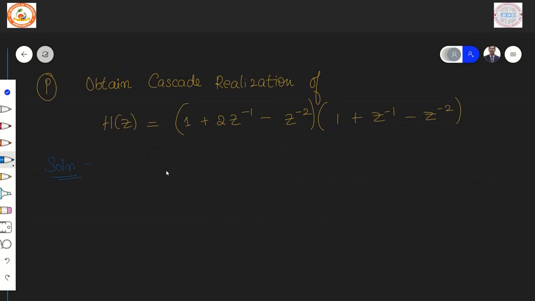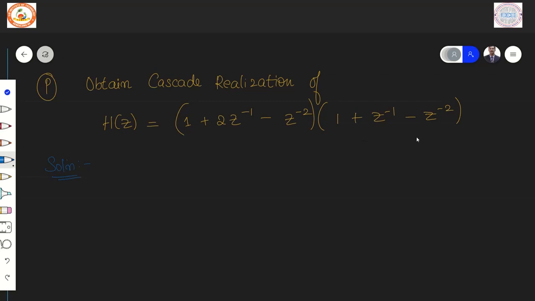Let us discuss the cascade realization of an FIR filter. Given an FIR filter with system function H(z), we are asked to obtain the cascade realization of H(z) equals (1 plus 2z^-1 minus z^-2) into (1 plus z^-1 minus z^-2).